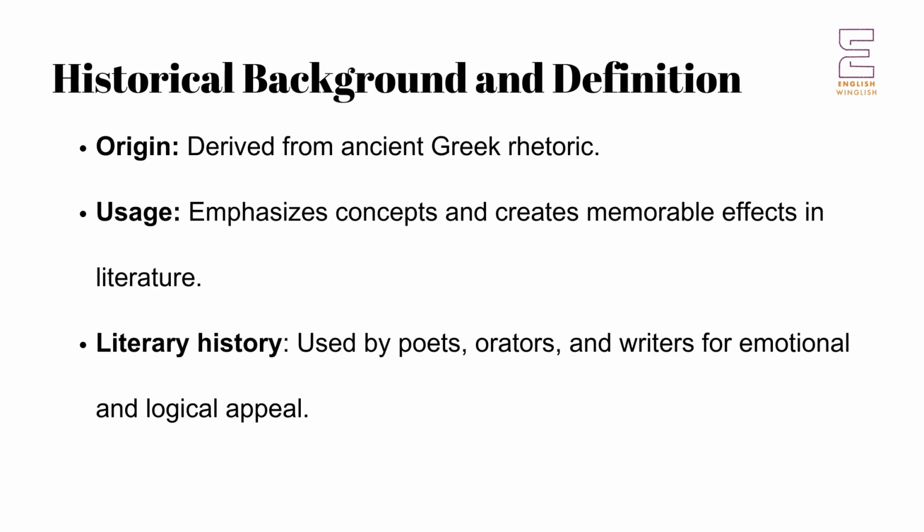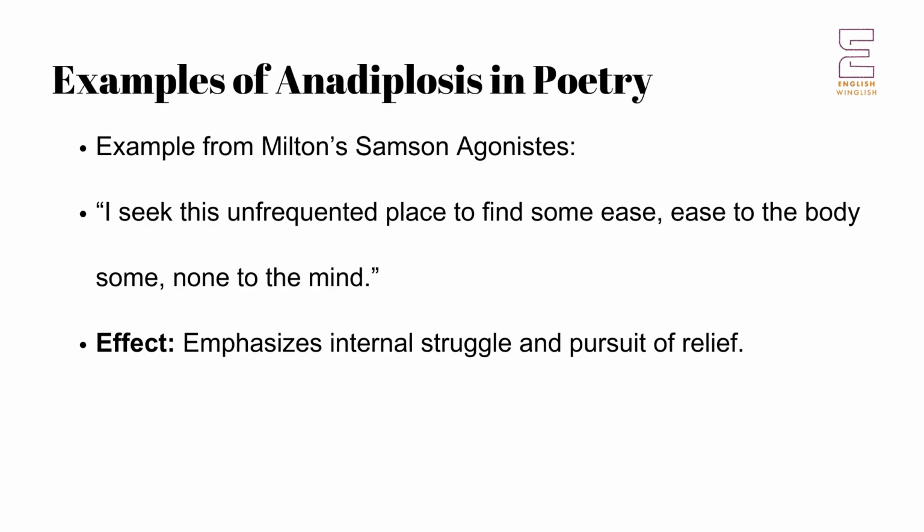This technique has been employed by poets, orators, and writers for centuries to enhance the emotional and logical appeal of their works. Examples of anadiplosis in poetry. Anadiplosis is often used in poetry to create a lyrical and rhythmic effect. A notable example can be found in John Milton's Samson Agonistes, where the repetition emphasizes the protagonist's internal struggle.